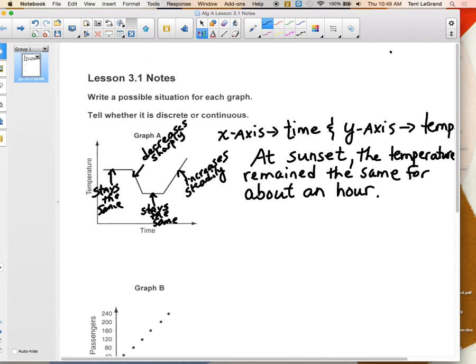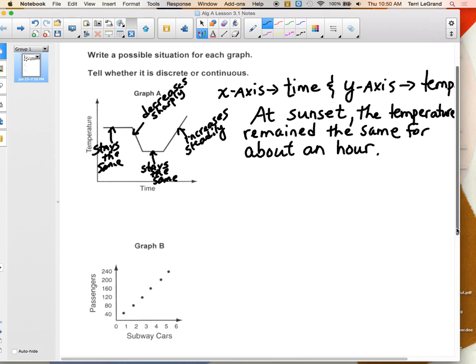And we're going to stop there. We don't want this great big long run-on sentence, our situation can have more than one sentence. Okay, so we've just described that first part. At sunset, the temperature remained the same for about an hour. And then what did you say next?